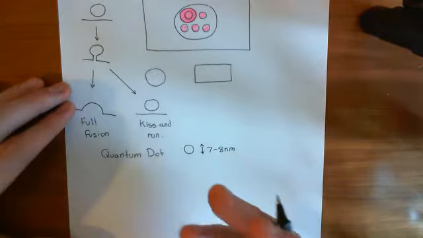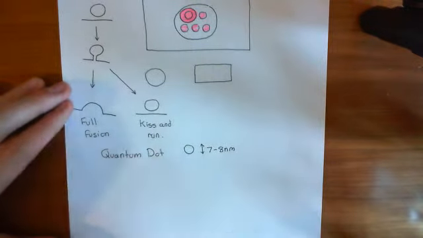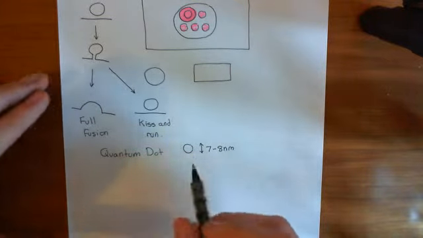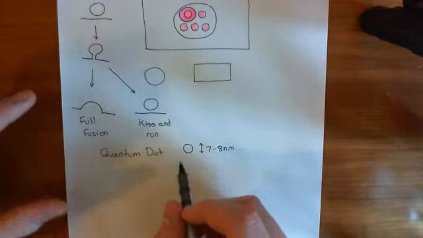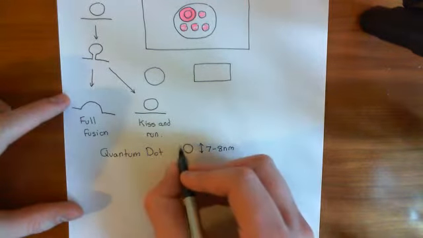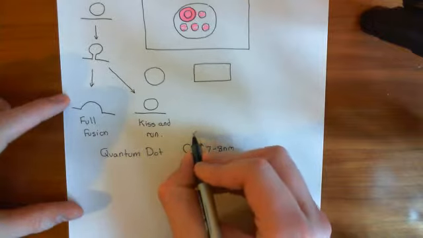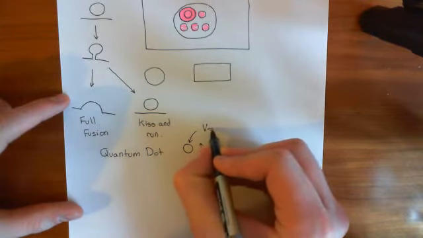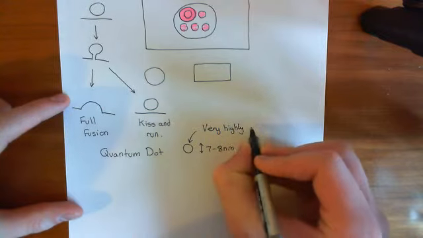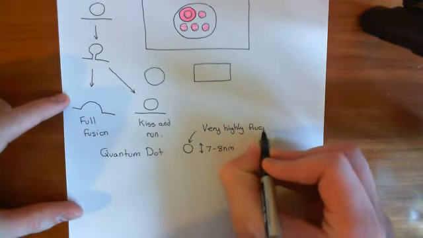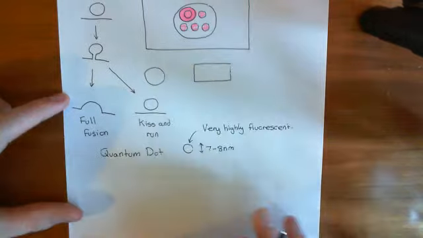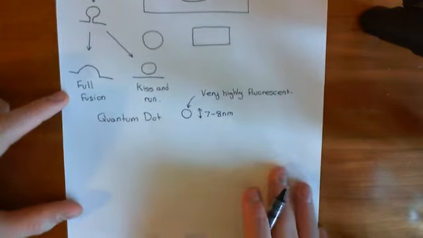I'm not specifying what it is because it doesn't specify what a quantum dot is. It's just some small protein or some such structure which has a diameter of around 7 to 8 nanometers and is fluorescent. So this is very highly fluorescent. Right, so what are we going to use these quantum dots to do? Okay, well, we can use them to do the same thing as we did with this Chen experiment.